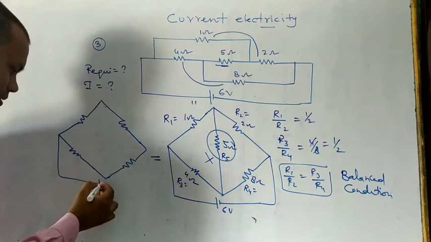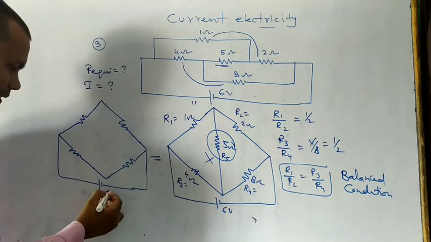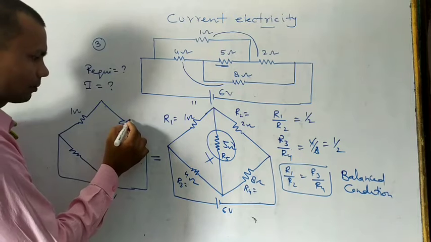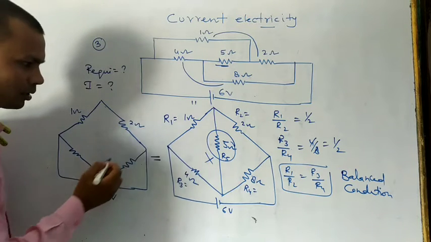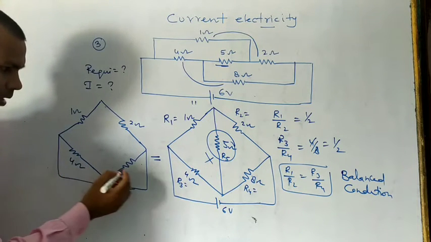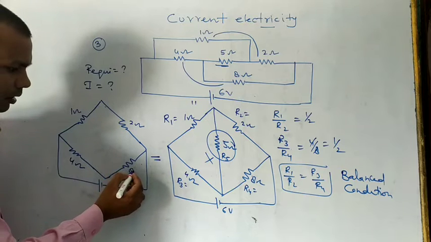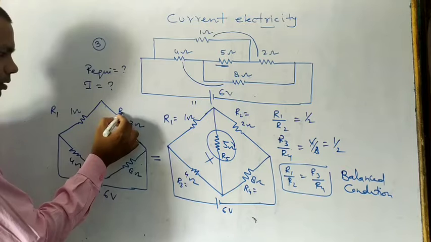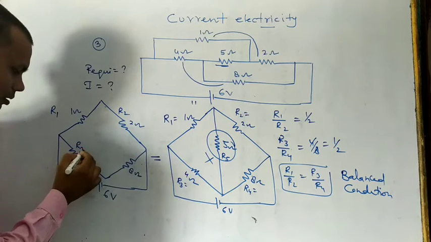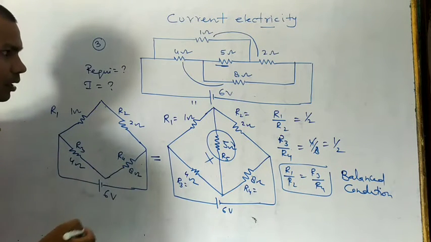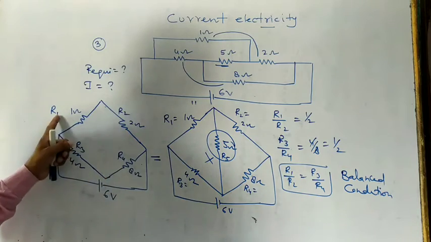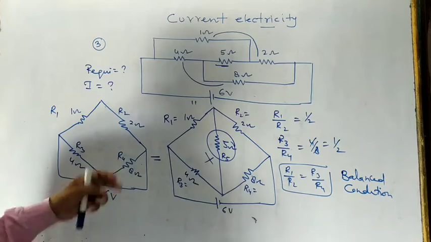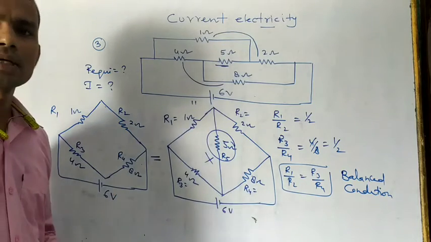So this is the 6 volt battery. This is the 1 ohm, and then the 2 ohm, this is the 4 ohm, and then the 8 ohm, right? So this is R1, and here this is R2, this is R3, and then R4. Now you have to see R1 and R2, they are in series. In a similar way, R3 and R4 are also connected in series.